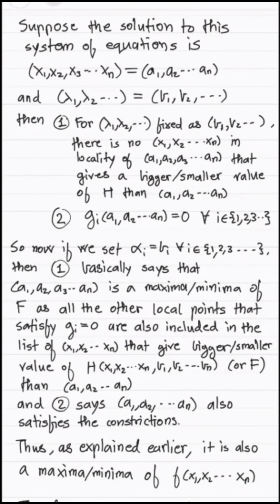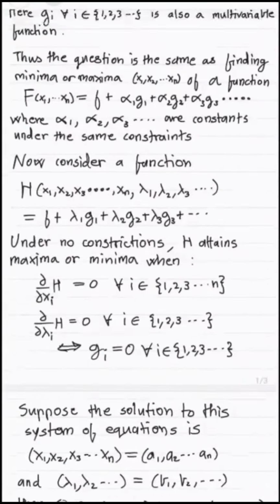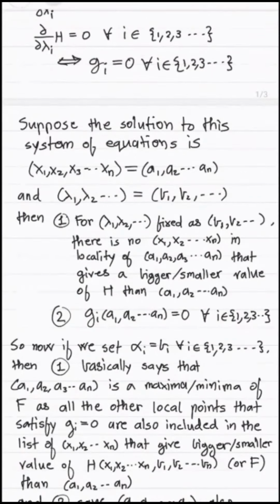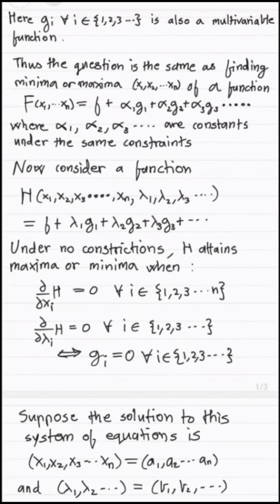So now if we set alpha i to be equal to bi for all i belonging to 1, 2, 3, and so on, then 1 basically says, so 1 was this thing, where did that go? Right. So 1 is that for all lambda i fixed as bi, there is no xi ordered set in the locality of the ai ordered set such that you get a bigger or smaller value of h, right? So basically 1 is just saying that this is a maxima or minima of capital F, assuming that you define it using alpha i equal to bi.